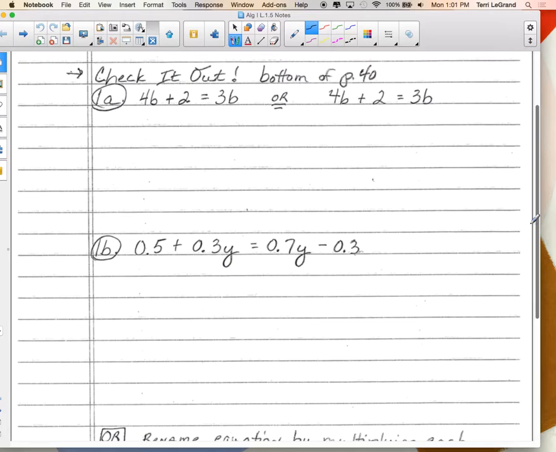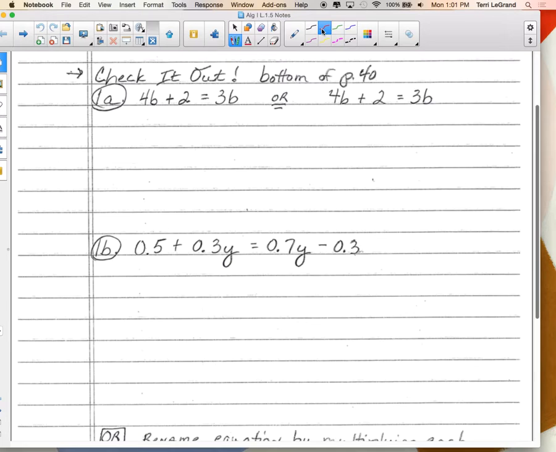So tell me, in 4b plus 2 equals 3b, is there any simplifying to do? Looks like we have some like terms, right? But are they on the same side? No. So this is one of those where we don't need to do any simplifying, and it's an equation where in reality we have variable terms on both sides, so how are we going to deal with those?